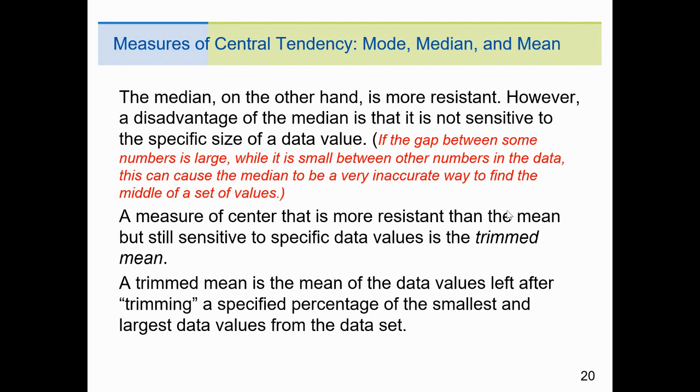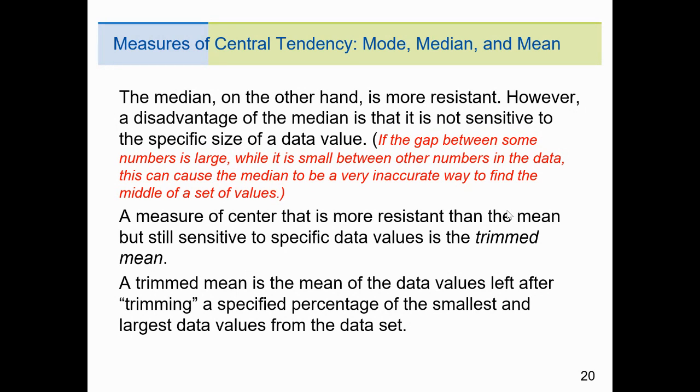The median, on the other hand, is more resistant. However, a disadvantage of the median is that it's not sensitive to specific values. A measure of central tendency that's more resistant is what's called a trim mean. A trim mean is a mean of the data values left after trimming out the extremely low ones and the extremely high values. It gives us a better idea of the nature of what's going on.